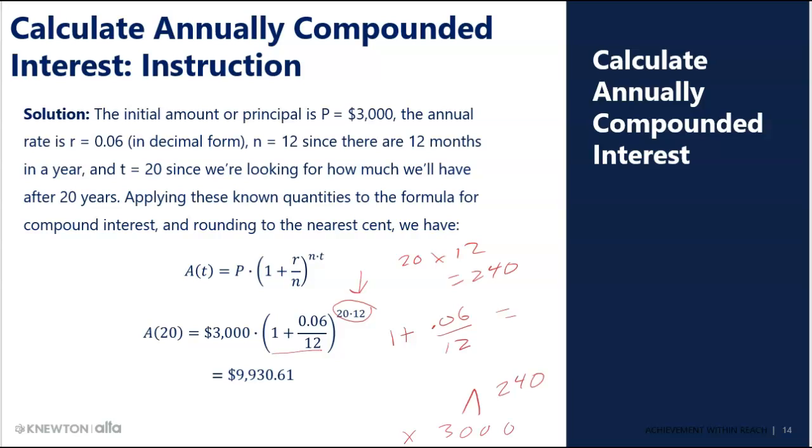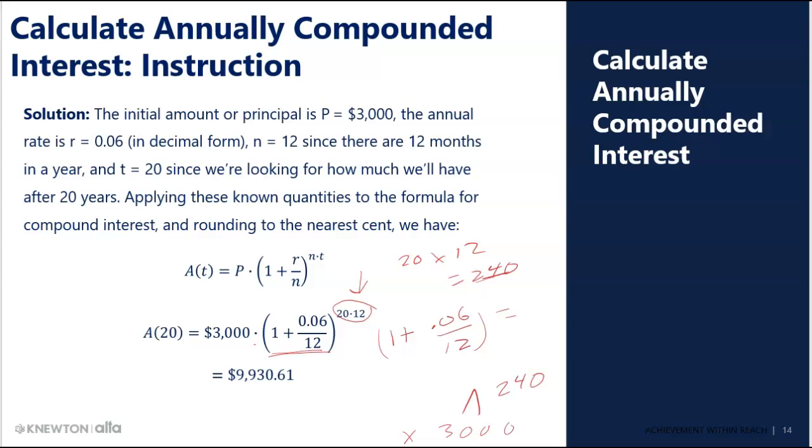I would find this, and get an answer, or put it in parentheses just like this. You could do this, and then raise it to the 240, but I would calculate that 240 first, just to avoid that order of operations mistake, and then multiply by 3,000. The formula's in front of you. You have to learn to be accurate with the calculator.